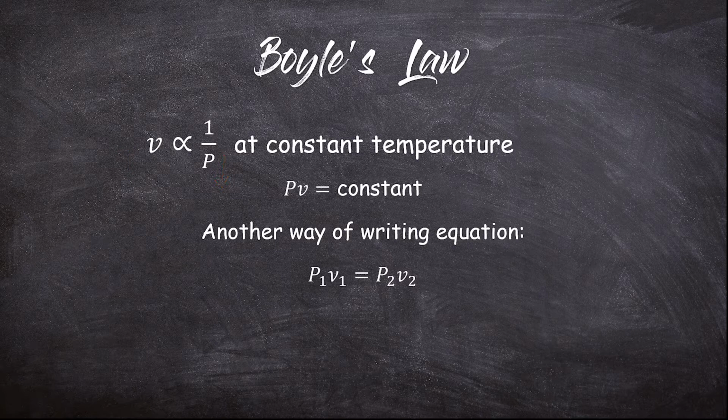But when we increase pressure, the volume gets decreased. Like here is a pump, and when we decrease the volume, the pressure increases, like that. So this is the relation of Boyle's law. It can also be written as PV equals constant.